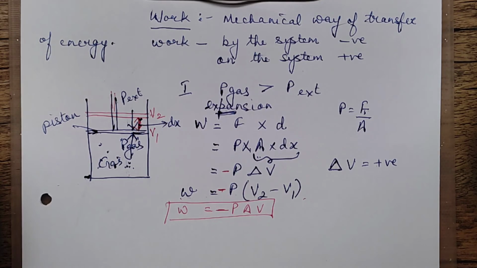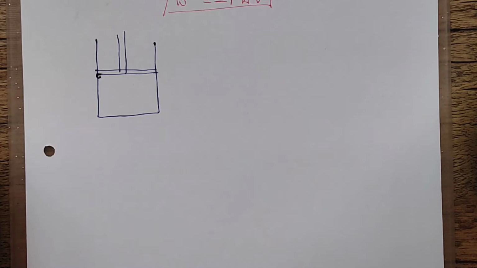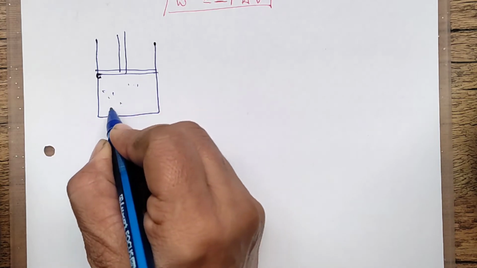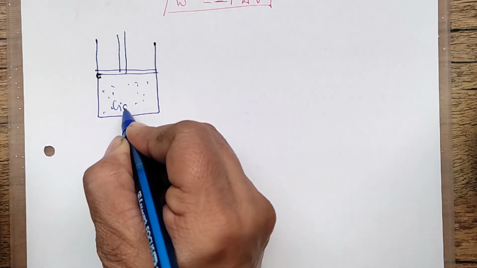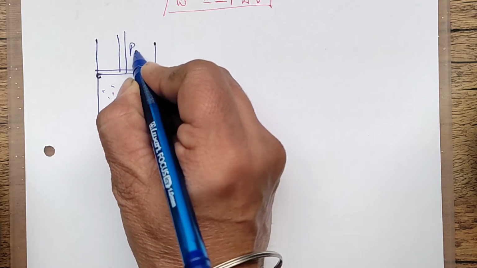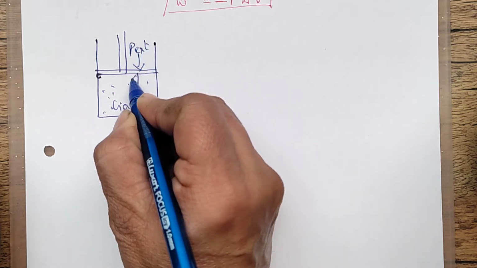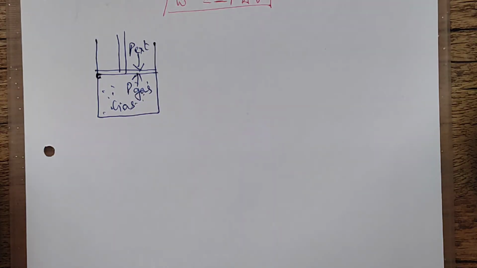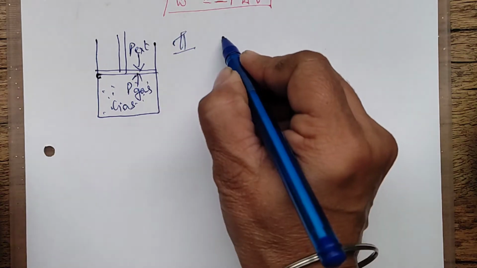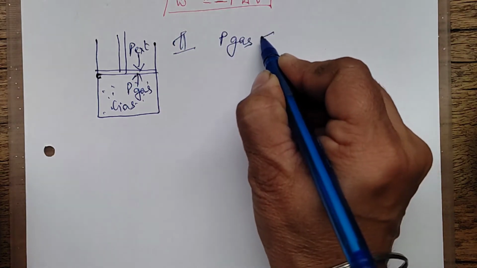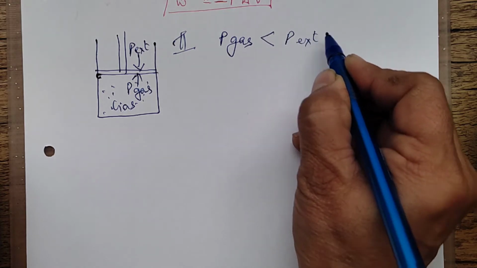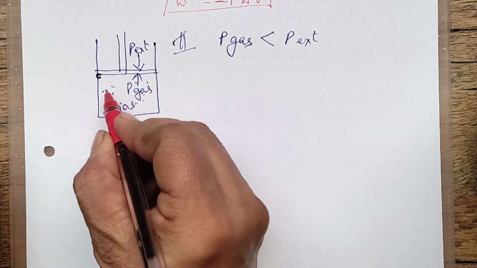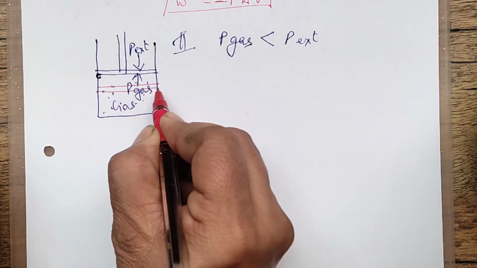Now let us consider the second case. Again this is a cylinder with a frictionless piston, and there is gas inside the container. Here there is external pressure acting on the piston, and here there is the pressure of the gas. If both are equal, the piston will not move. We are considering the second case, where the pressure of the gas is less than the external pressure. External pressure is more. If the external pressure is more, what will happen to the piston? It will come down.